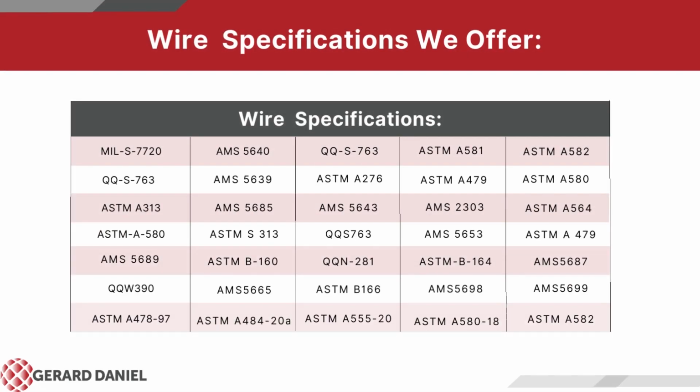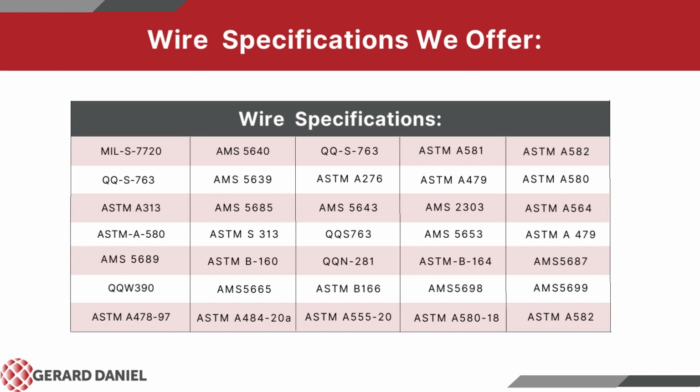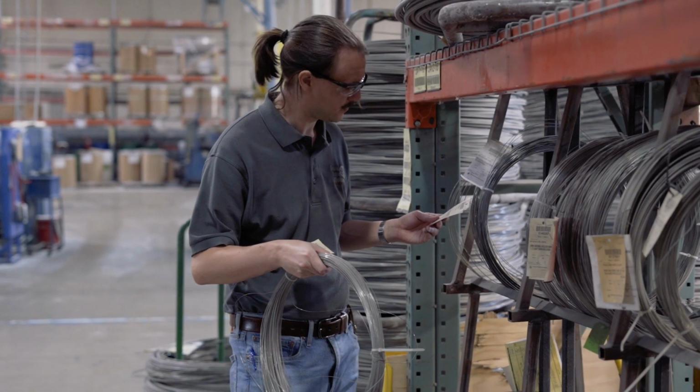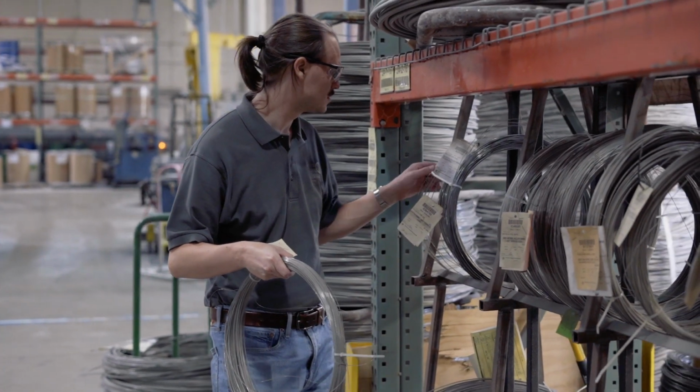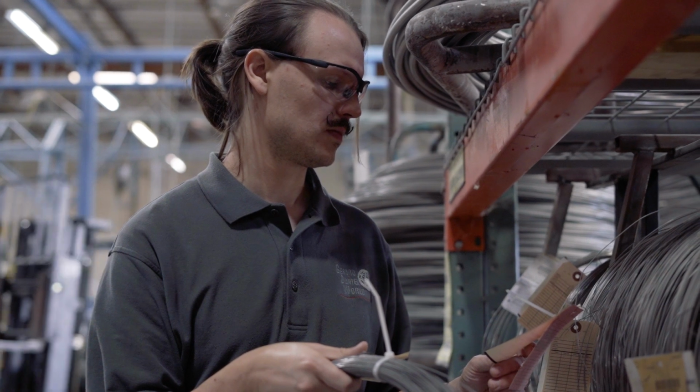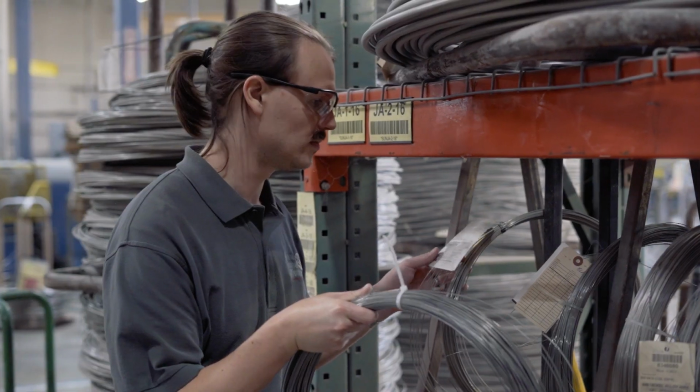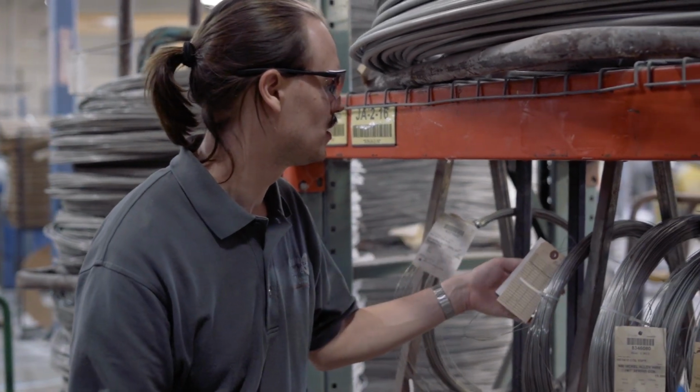At Gerard Daniel, we offer a wide array of wire specifications fit for a large variety of applications, from ASTM A580 and ASTM A582 to AMS 5699 and QQN 281. Keep in mind that additional specifications are available on request. If you aren't sure what kind of wire you need, get in touch today and our experienced engineers will be happy to guide you through the selection process.